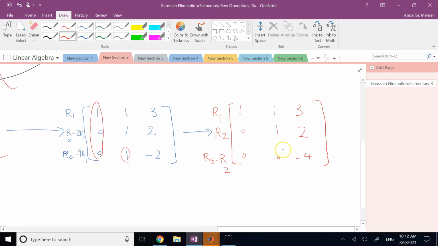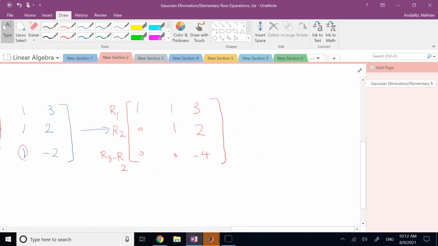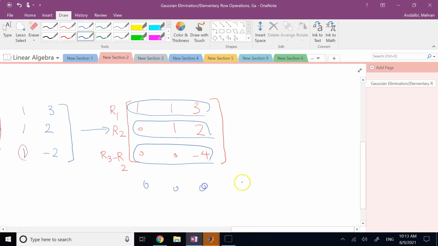So now it is in reduced row echelon form, except for this negative 4, right? And if I want to, I don't have to, but if I want to, I multiply the last row by negative 1 over 4 and make this last element also 1. But this is just enough, if you look at it, to tell me that the rank is 3. Why? Because if I look at my rows, there is no row left that has all zeros.